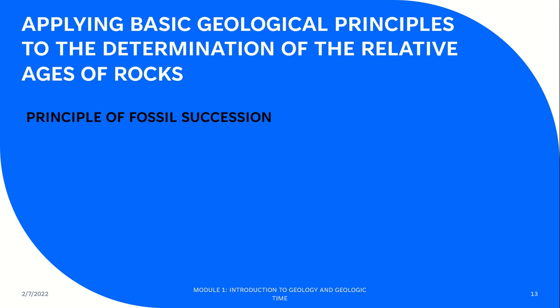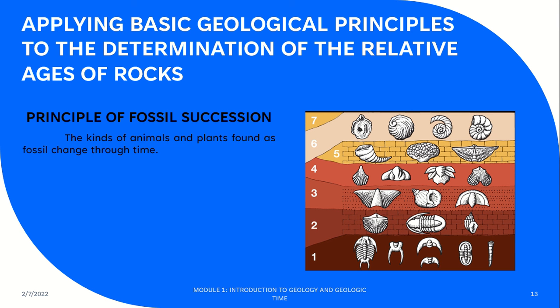Next, we have principle of fossil succession. This means the kinds of animals and plants found as fossils change through time. This is the illustration of fossil succession.